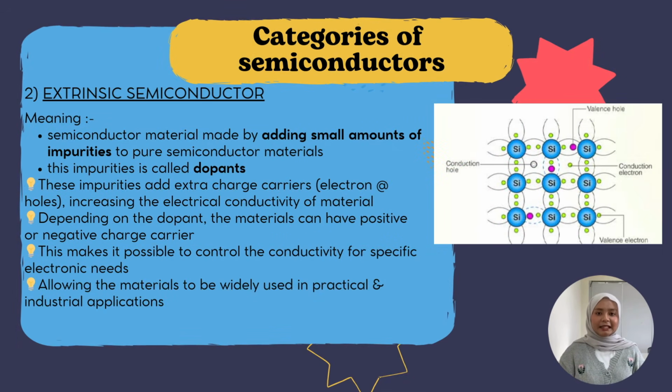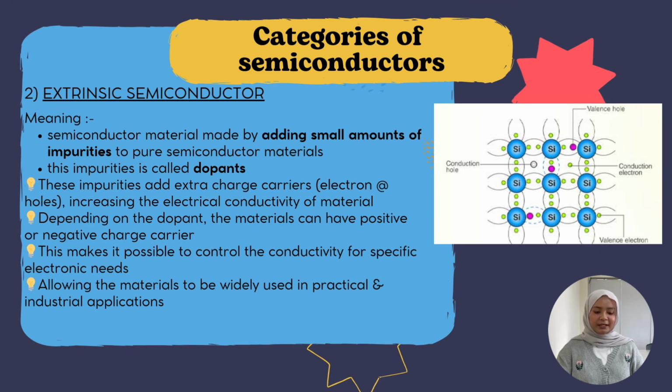The second category of semiconductor is extrinsic semiconductor. Extrinsic semiconductors are semiconductors that have small amounts of impurities added, which we call dopants, into the pure material. The role of these dopants is to provide extra charge carriers, either electrons or holes, which increases the material's conductivity. Depending on the type of dopant, the material can have effectively positive or negative charge carriers.